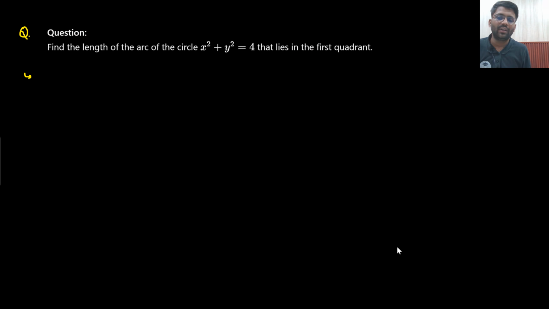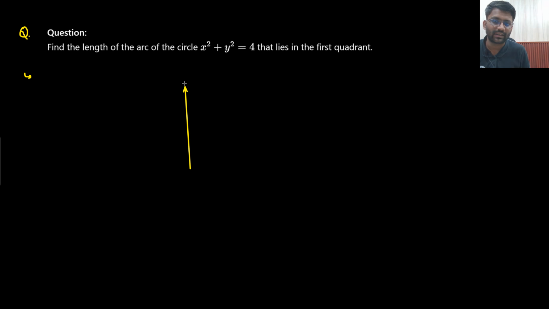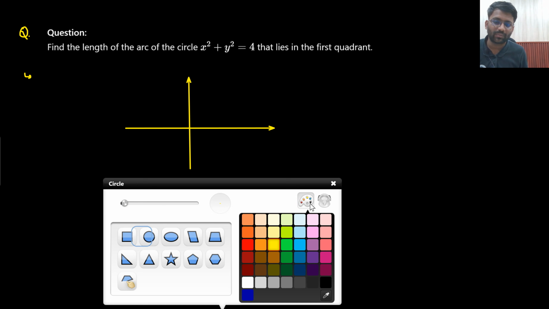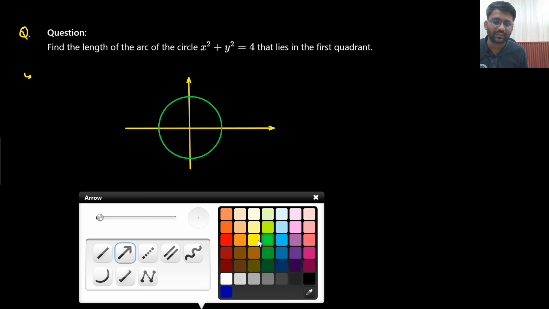Next question. We need to find out the arc length of the circle x square plus y square equals to 4 that lies in the first quadrant. So basically we need to make the circle x square plus y square equals to 4, but only in the first quadrant. This is the complete circle, but we need to care about only the circle in the first quadrant.